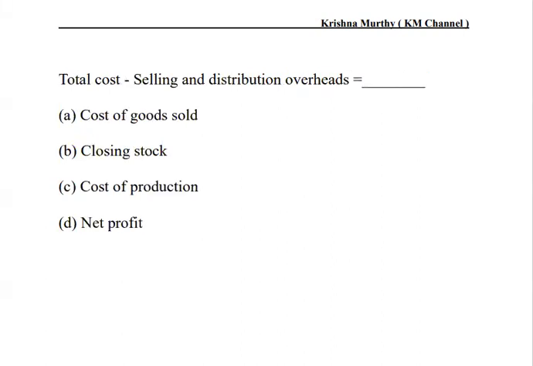Next one, the total cost minus selling and distribution overheads equal to dash. First option cost of goods sold, second option closing stock, third option cost of production, fourth option net profit. The right answer is cost of production.